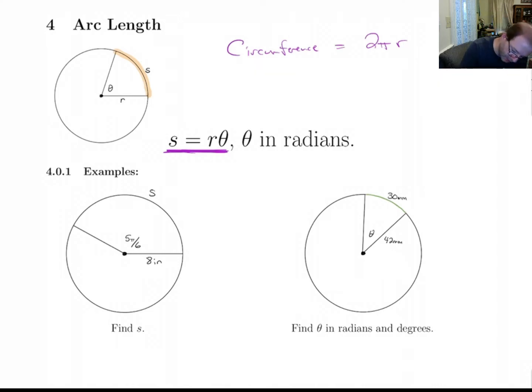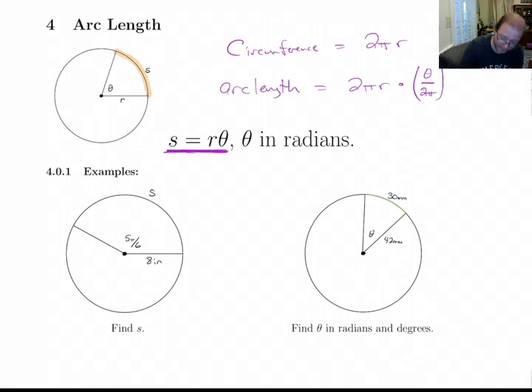And if you look at this, if theta is in radians, what you do is you take the circumference, then you multiply it by the fraction of the circle you're looking at. So if you're only looking at theta, and that's out of 2 pi for going all the way around, the 2 pi's cancel, and you're left with r theta. So that's where this formula comes from.